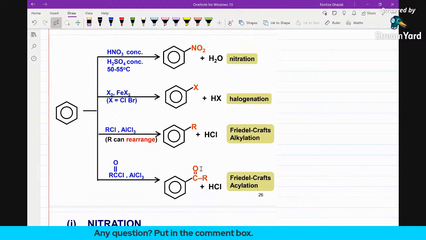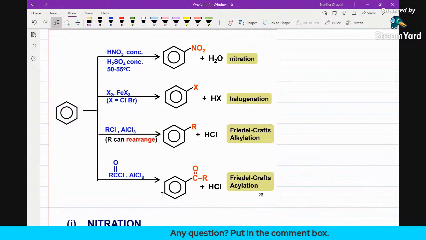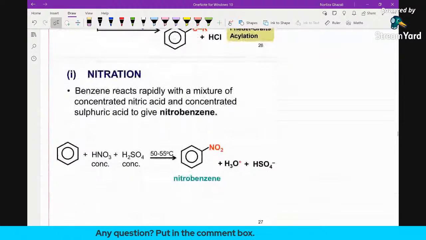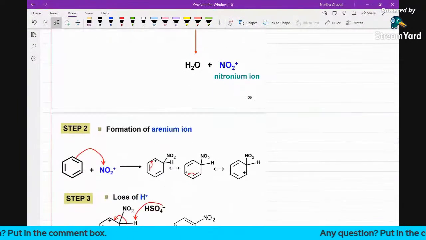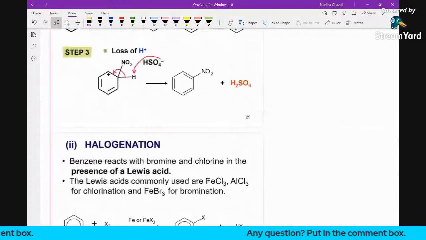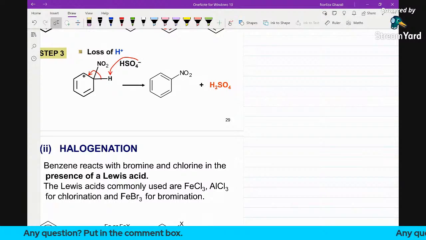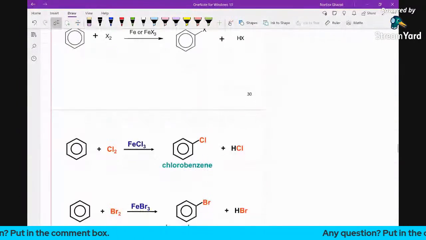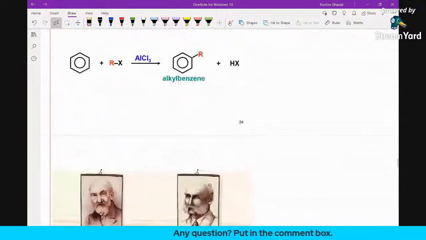So there are four major reactions in our syllabus for benzene, yeah. Right. Then the mechanism, I don't want to touch the mechanism tonight. Later you can study the mechanism on your own. Alright.